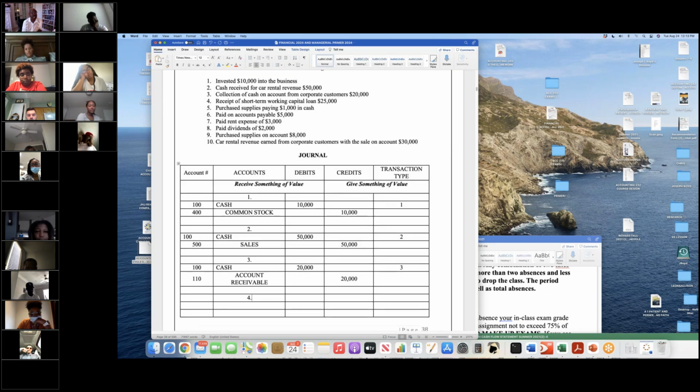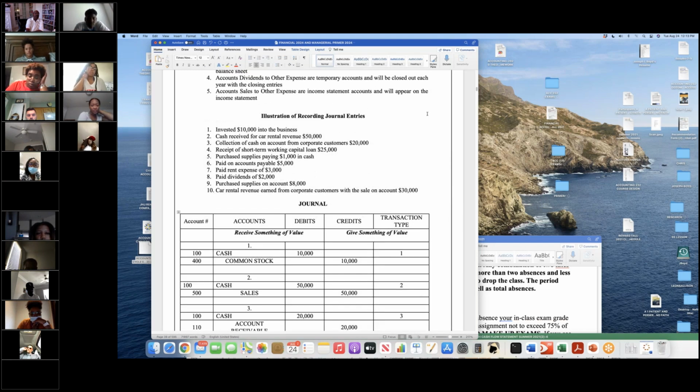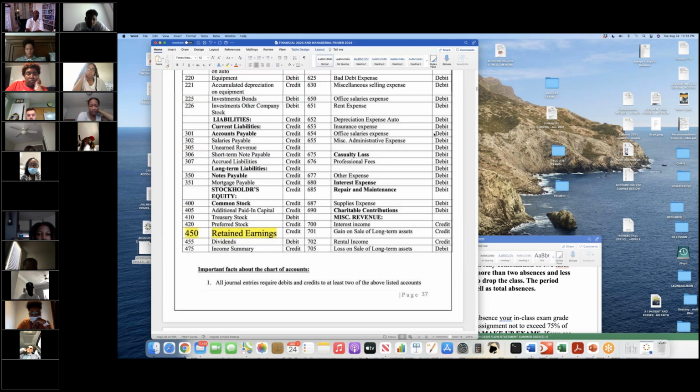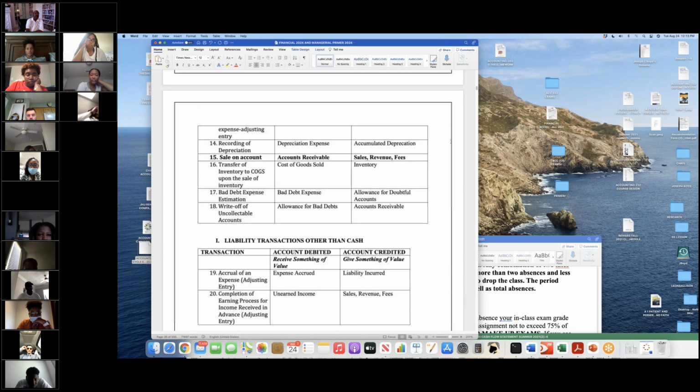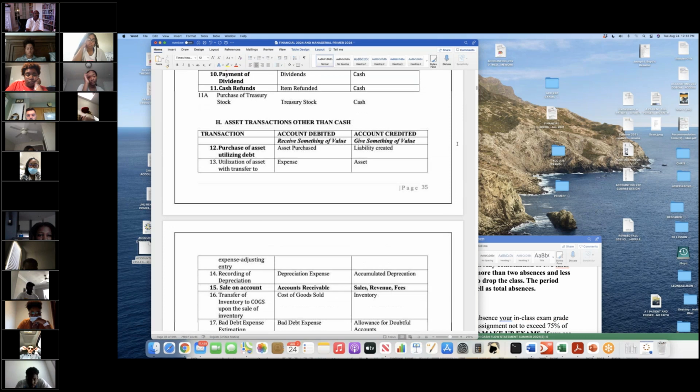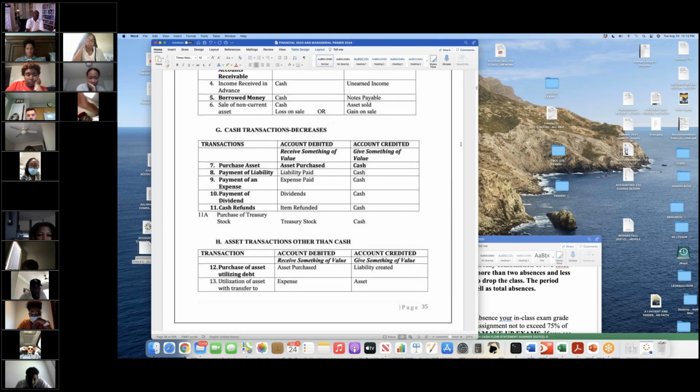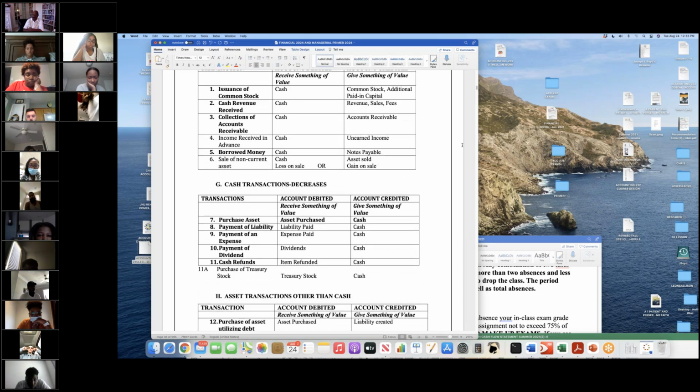But what happened in 4? Receipt of a short-term working capital loan. So the first thing I'm gonna do is go up here. And because cash is still coming in, I gotta be 1 through 6. So if cash is coming in, I got a short-term loan, what type is that probably? Five. That's a 5. Miriam is speaking up.